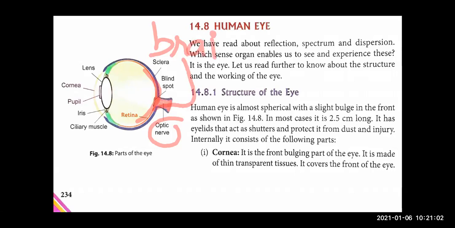Who is carrying that message, beta? Optic nerves. So your optic nerves, they are doing the work of messengers. They are carrying the message. Which message? The visual message. Right, they carry the visual message from the retina to the brain. Right, so what are they? They are a group of nerves.